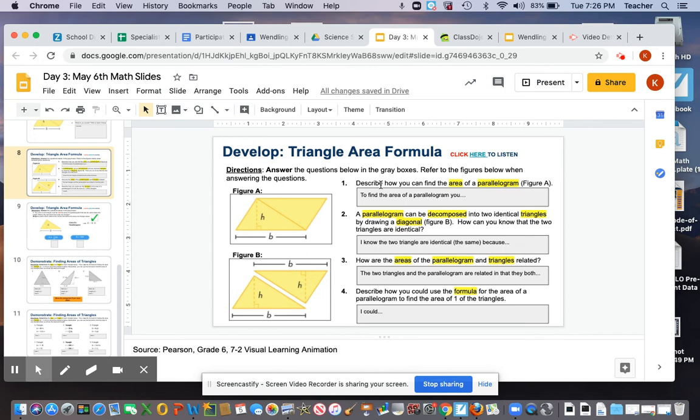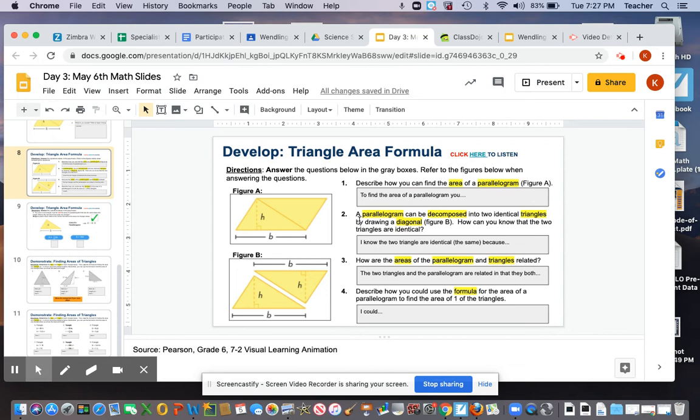Number 1. Describe how you can find the area of a parallelogram. To find the area of a parallelogram, you blank. What has been the formula that we've been using this entire week? We multiplied two things together to get the area of a parallelogram. What were those two things?